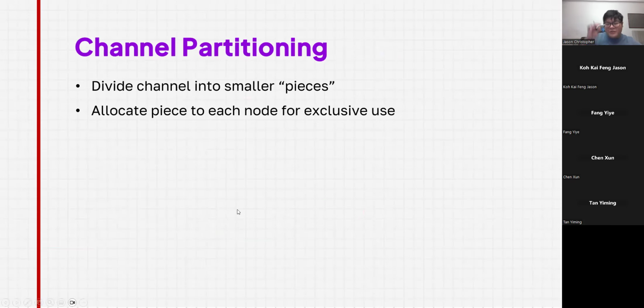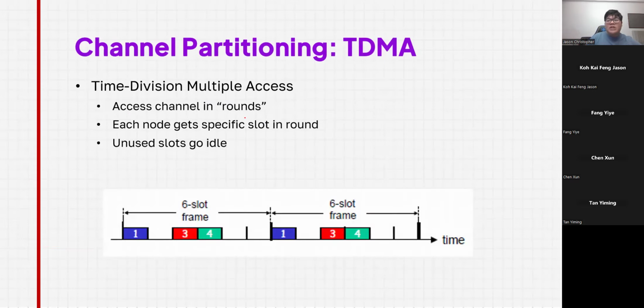So let's see what these classes are. The first one, channel partitioning, means that the channel is allocated into multiple pieces, so every node has its own allocated piece. There are two types of channel partitioning here. The first is TDMA, time division multiple access. Say I have a time frame where every 10 seconds, one single node can transmit. But if it is not your round or your slot, then you cannot send.